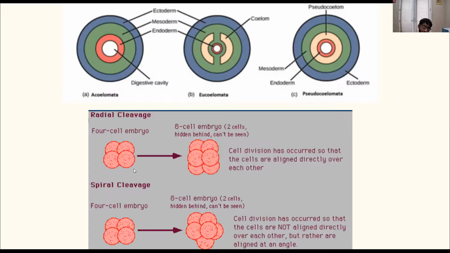For radial cleavage and spiral cleavage, it's kind of weird. For radial cleavage, when the cleavage occurs, all the cells are perfectly aligned in an 8-cell mass. While in spiral cleavage, they're not exactly aligned. They're at an angle. There's a certain lump of cells at one side, and then everything else is in one plane.